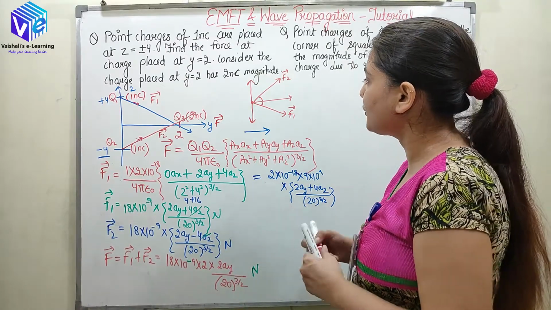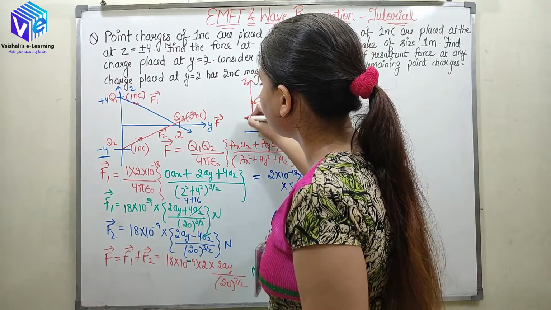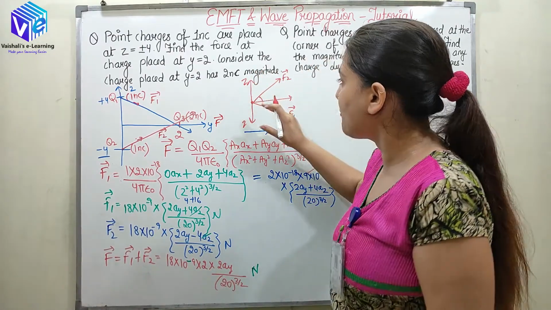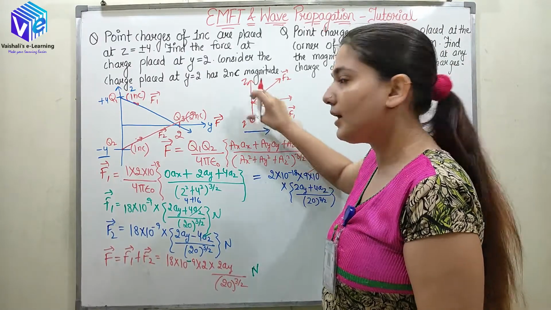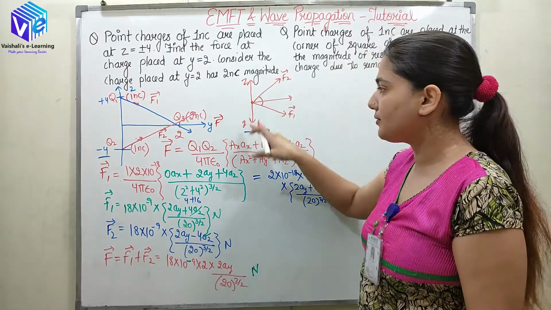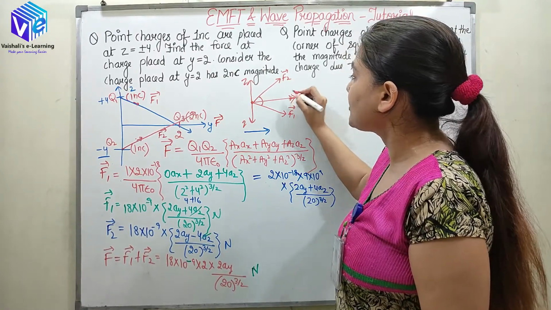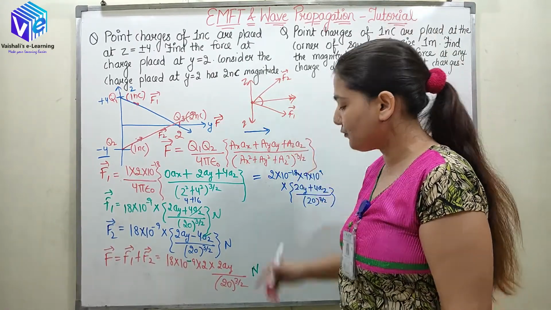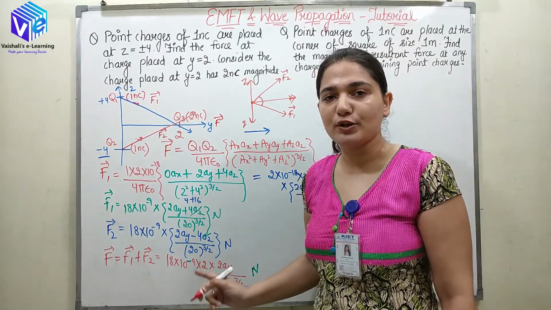So here also I told you that if I have equal components of the force in the z direction, equal and opposite components, these will cancel out and I'll be left with one component which is in the direction of y only. So here also we are getting the resultant force in the direction of y only.